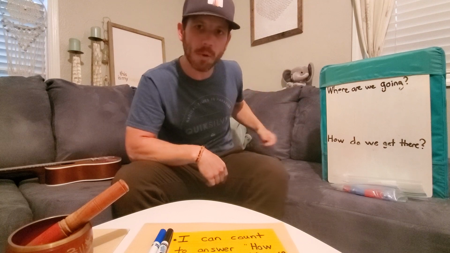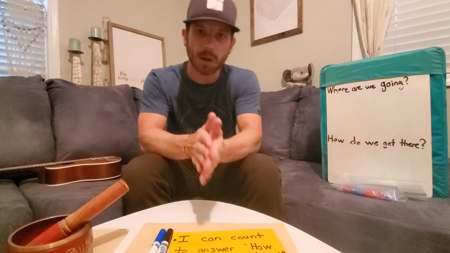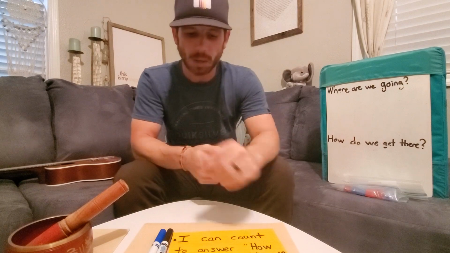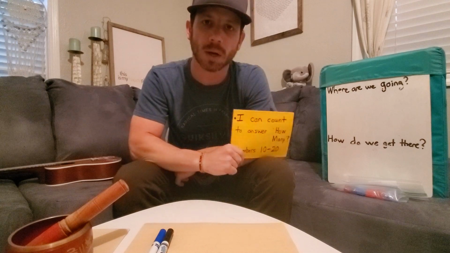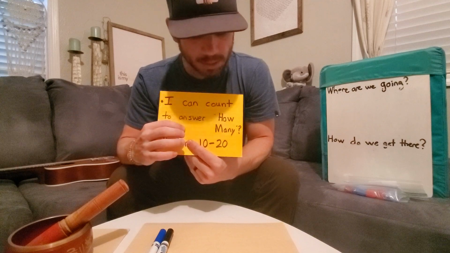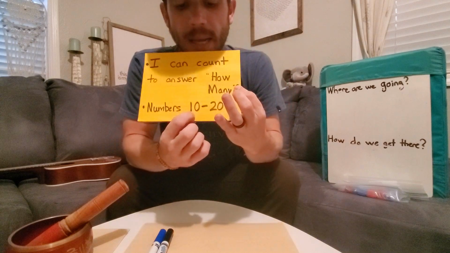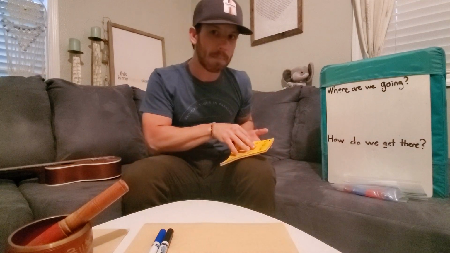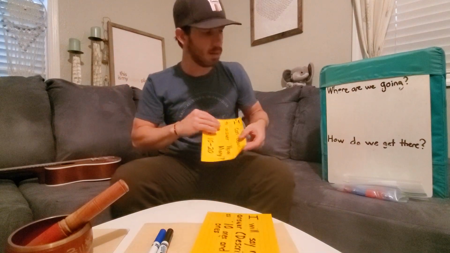I've got Mabel with me today, but not for phonics. Today I brought Mabel because she's going to help us do some math, all right? Today we are going to be looking at Eureka, Kindergarten Module 5, Lesson number 2. First, let's take a look at our learning target. Today our learning target is, I can count to answer how many. The numbers we're looking at are 10 through 20, our teen numbers, so we're going up above 10. That's what we're going to be learning.